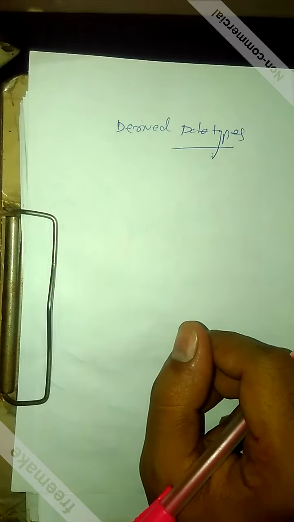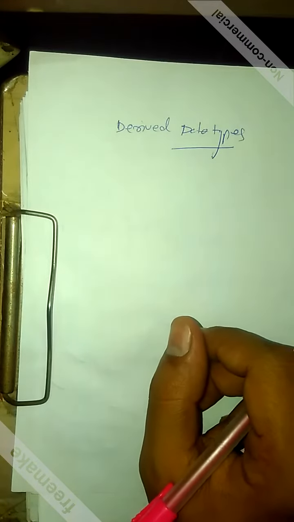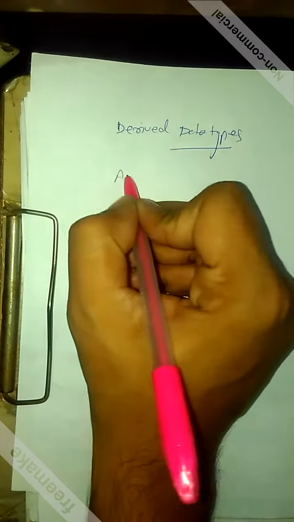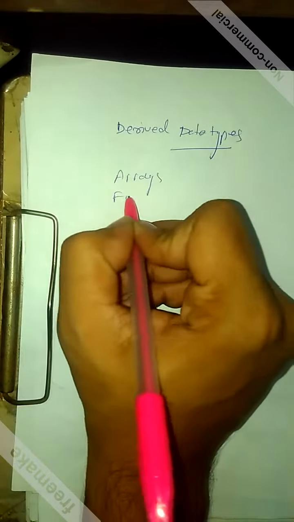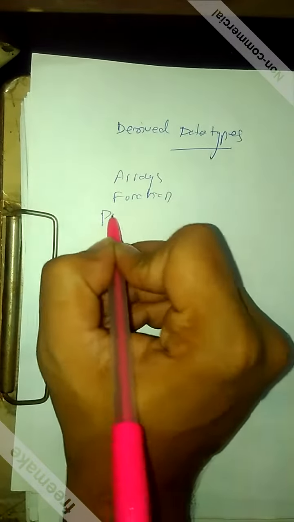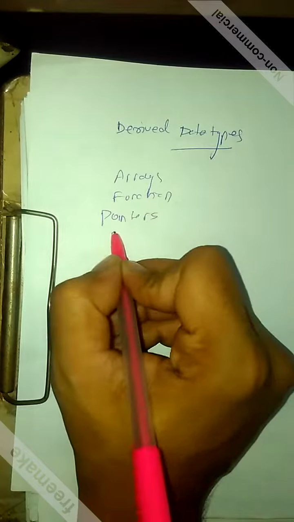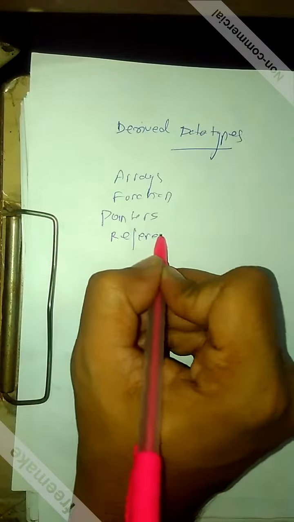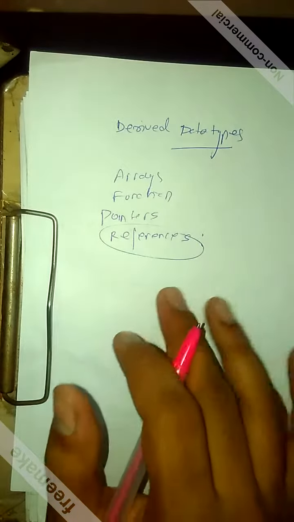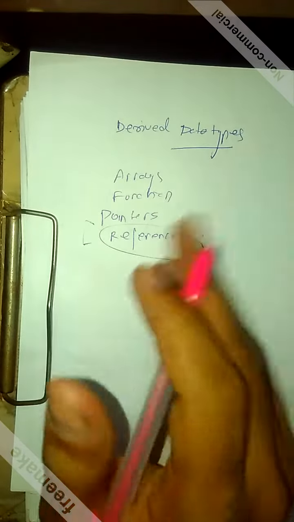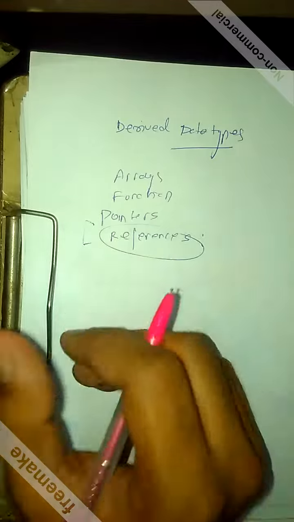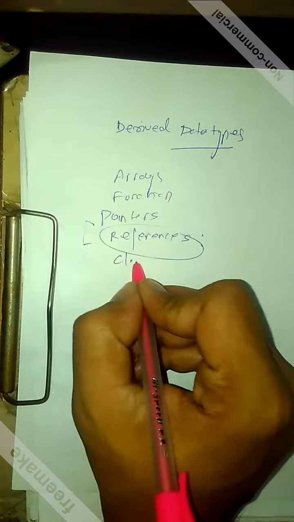So what are derived data types? We have arrays, functions, pointers, references. Don't worry about references; you will not be able to understand topics like pointers and references right now, so I'm not going to discuss them in so much detail. Then we have class and structures.